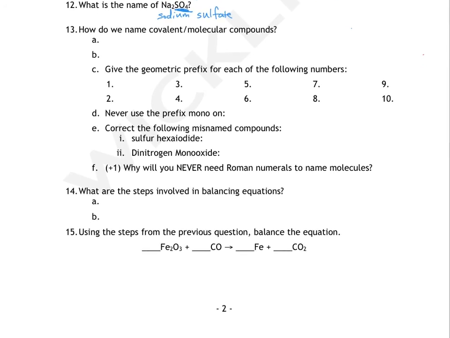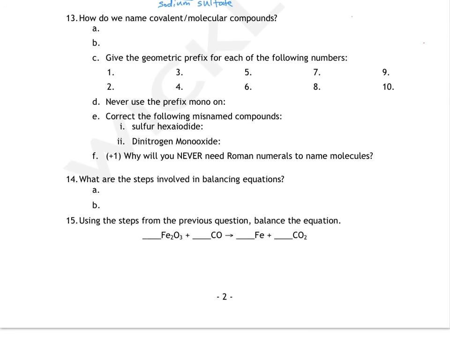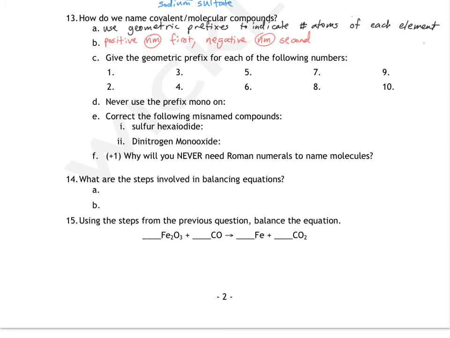If we want to name a molecular compound or a covalent compound, then you need to use prefixes to indicate the number of atoms of each element. Additionally, you would just write the positive nonmetal atom first and the negative nonmetal atom second. And you would also end the negative nonmetal atom with the ending "ide." Those geometric prefixes are here. But we would never use the prefix mono on the positive nonmetal atom.